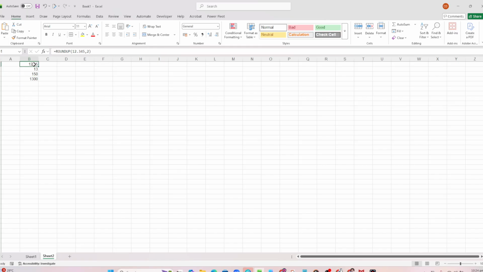Quick tips before we wrap up. If you only want to change how a number looks, without changing the value used in calculations, consider number formatting instead of ROUNDUP. And remember, negative num_digits moves rounding to the left of the decimal.